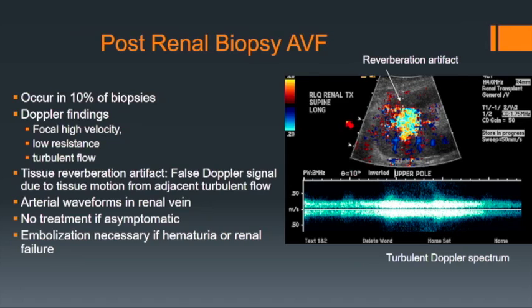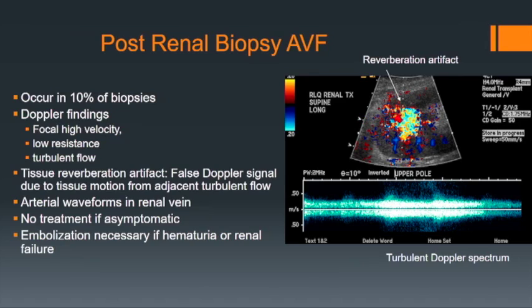This is a post-renal biopsy arteriovenous fistula. These are very common in that they occur in 10% of biopsies. The Doppler findings are focal high velocity, low resistance, and turbulent flow. And on color Doppler, you may get the tissue reverberation artifact. That's something that Dr. Kluwer mentioned during his talk. Basically, you get a false Doppler signal due to tissue motion from the adjacent turbulent flow.